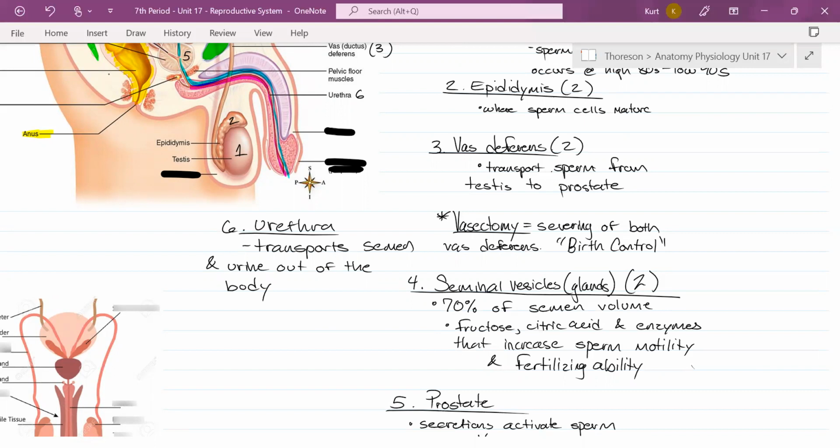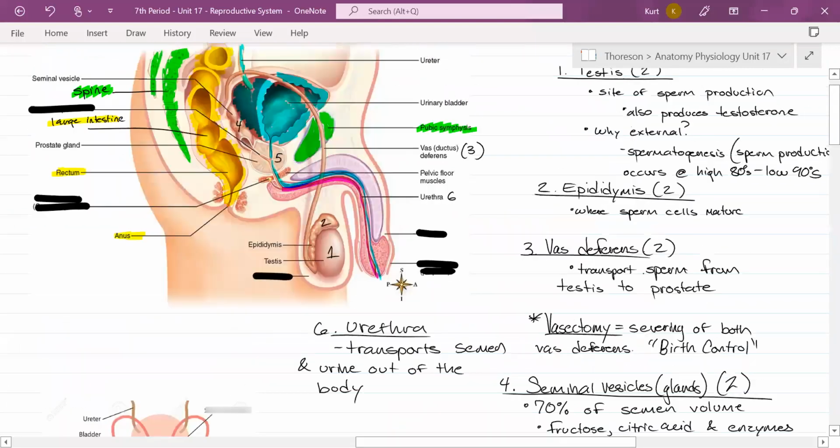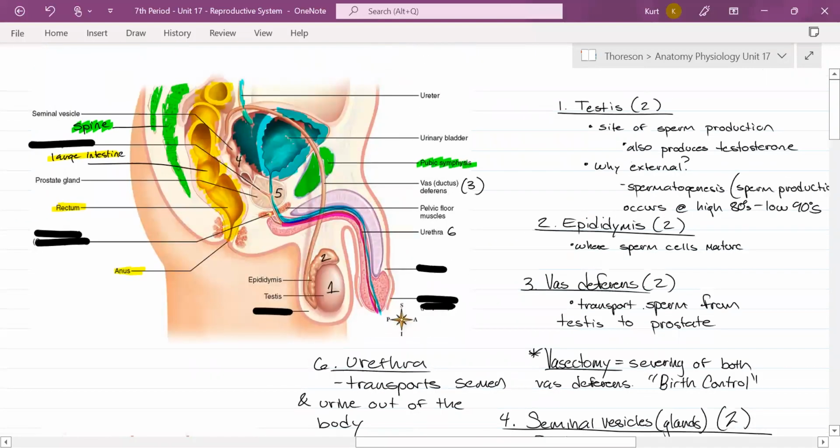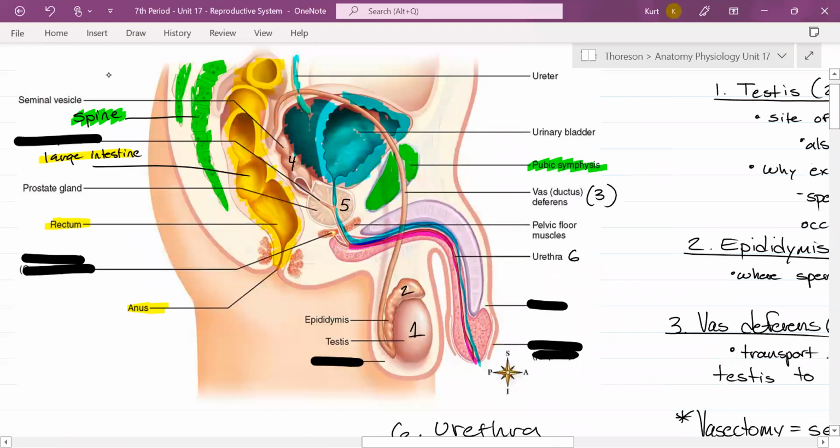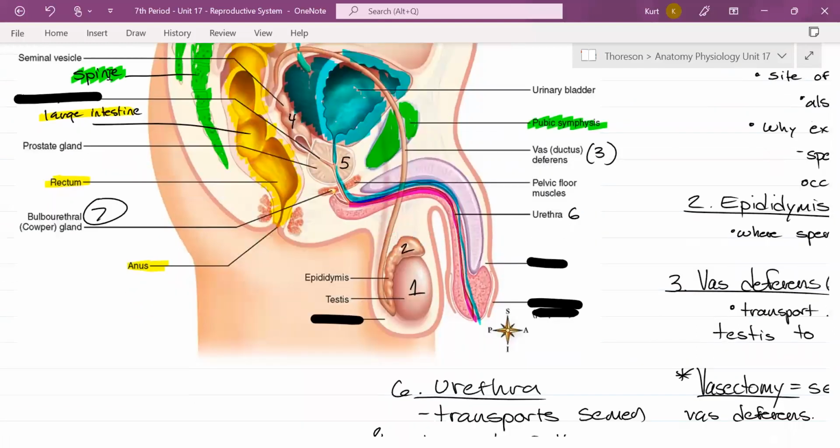Number 7 is very small. Look at this. I'm zooming in. That little yellow thing right there. That's it. That's number 7. It's called the bulbourethral gland. The bulbourethral gland. You have 2 of them.